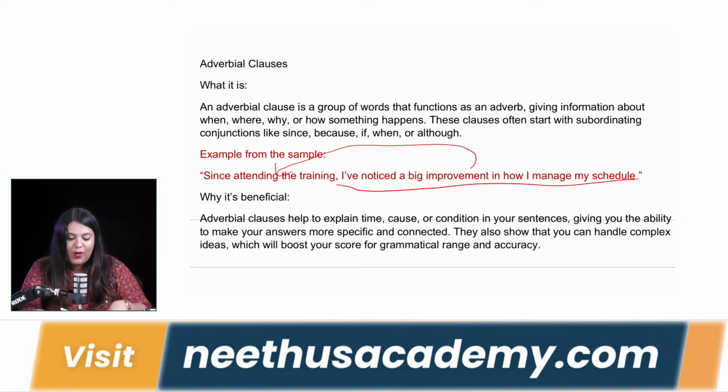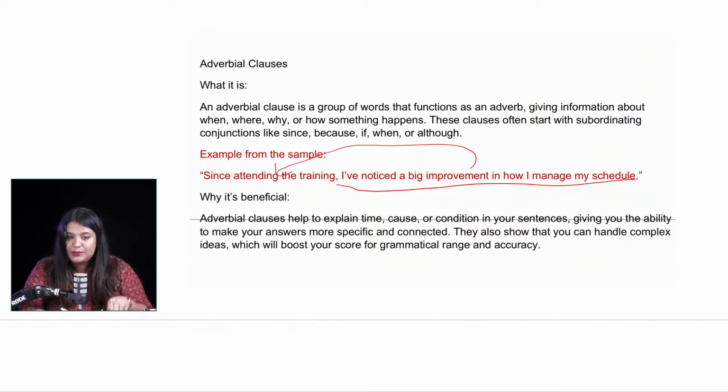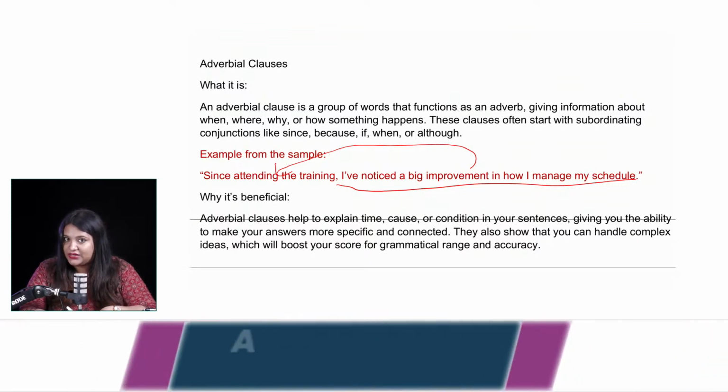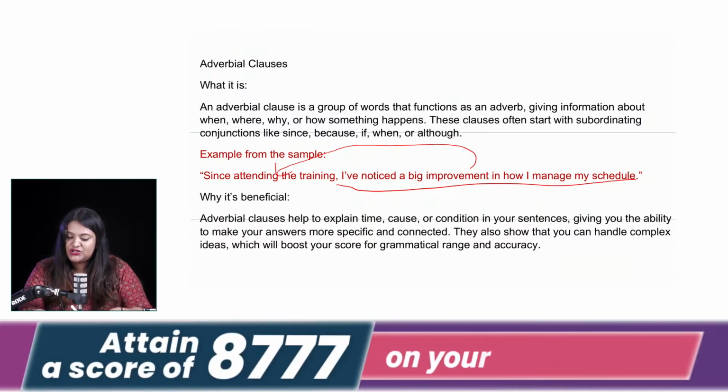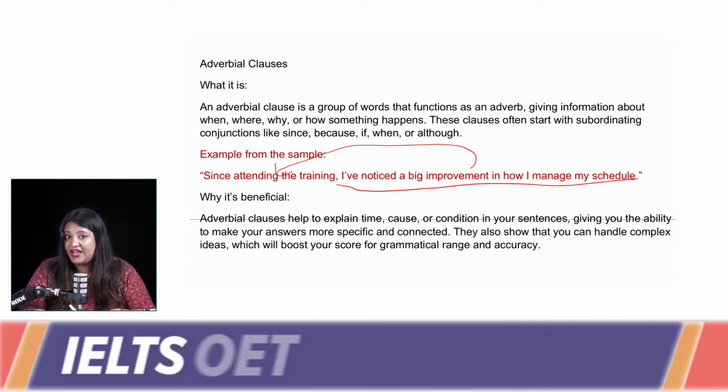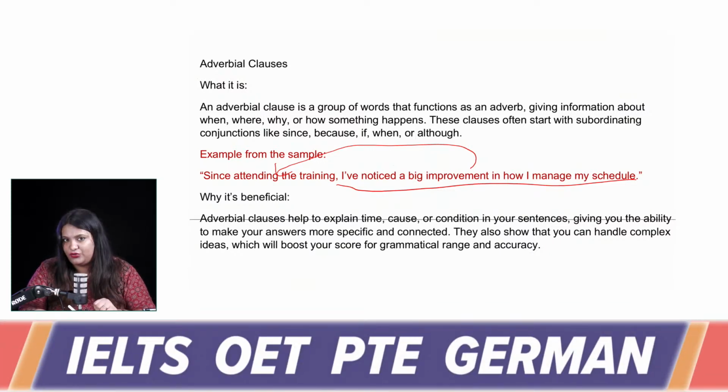Okay, now why is it beneficial? Adverbial clauses help to explain time, cause, or condition in your sentences, giving you the ability to make your answers more specific and connected. So they also show that you can handle complex ideas, which will boost your score for grammatical range and accuracy. This is a very helpful point for you.